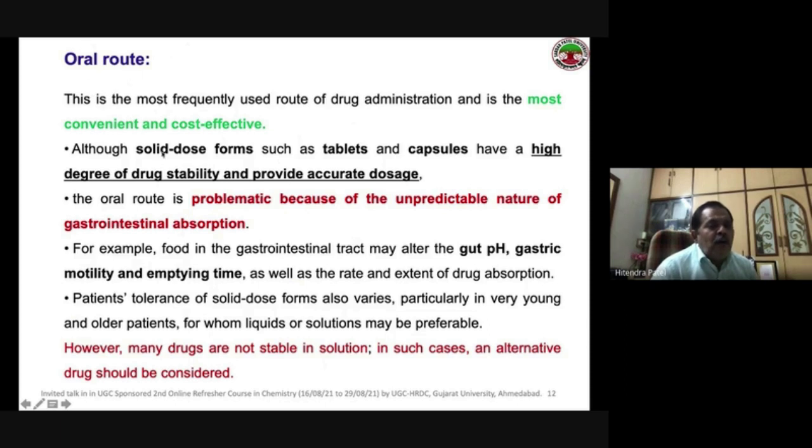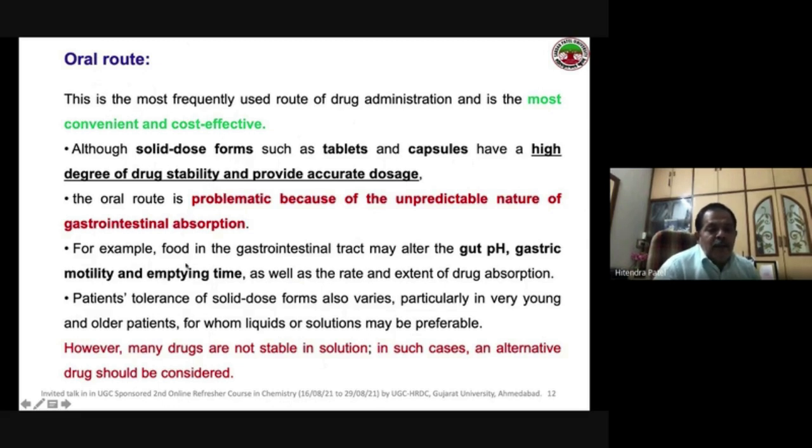Although solid dose forms such as tablets and capsules have a high degree of drug stability, which is an advantage, and provide accurate dosage when we take a solid dose form through the oral route of drug administration, there are some limitations with the oral route. It creates a problem because of the unpredictable nature of gastrointestinal absorption, so we have to take care with the oral route of drug administration.